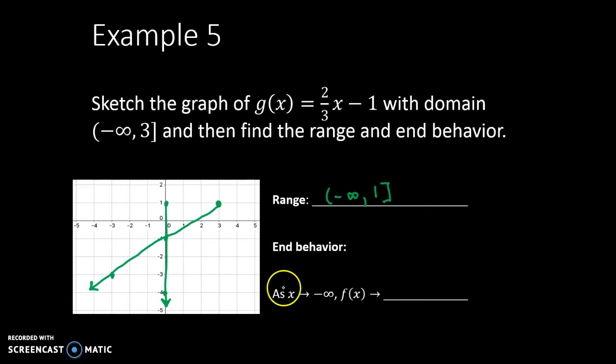The end behavior, there's no end behavior as x goes to positive infinity because x stops at 3. But as x goes to negative infinity, my graph is getting lower and lower. The y-coordinate behavior is that they're getting smaller and smaller, so f of x goes to negative infinity.